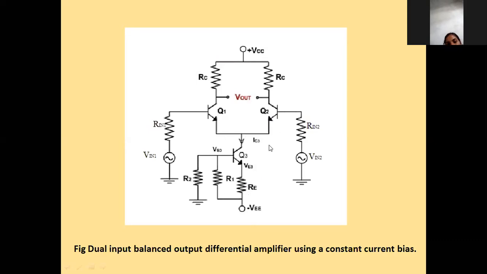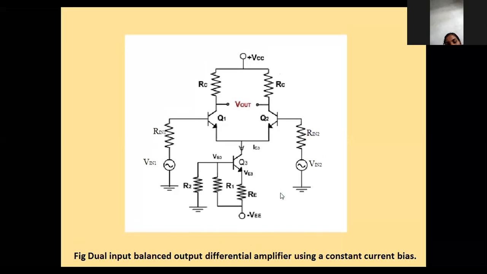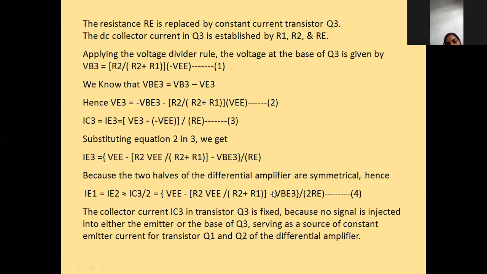Because of this voltage divider circuitry, the same amount of voltage is given to transistor Q1 through the emitter, and the same amount of voltage is given to transistor Q2 through the emitter. And because of this, what can we get? A constant current instead of RE. So by doing this, we will get a constant current instead of RE. So now we have an analysis.